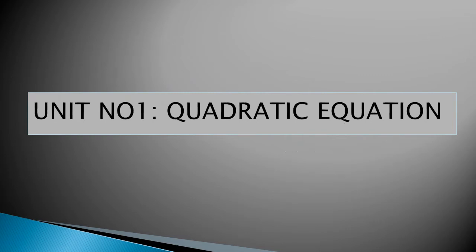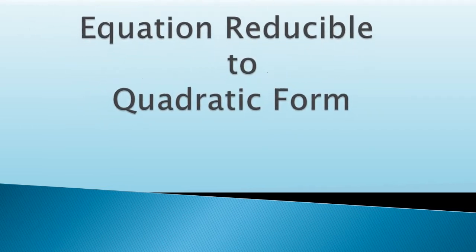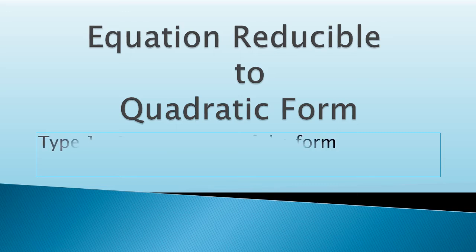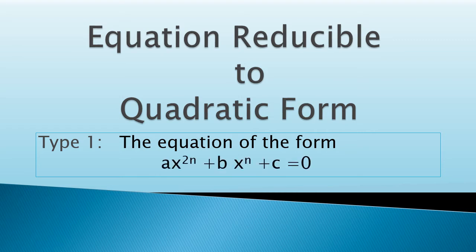Students, you all know that we are on unit number 1 of quadratic equation. In our previous lecture, we started the topic of equations reducible to quadratic form and we discussed type 1 of the reducible equations. Type 1 are the equations which are in the form a into x raised to power 2n plus b into x raised to power n plus c equals to 0.